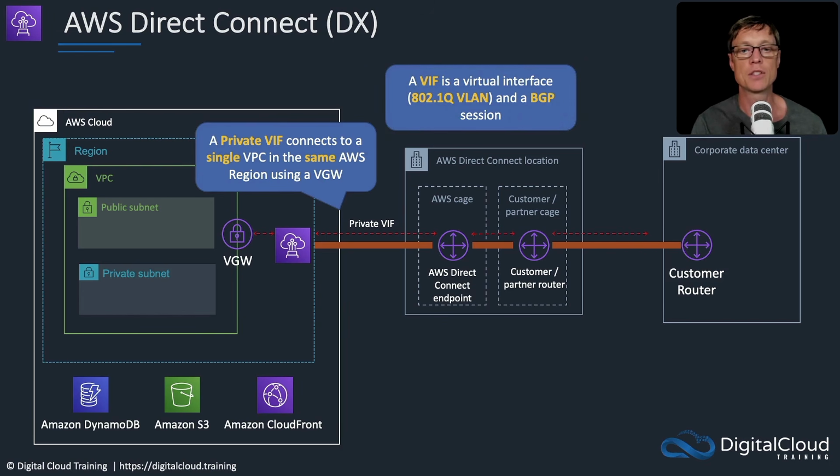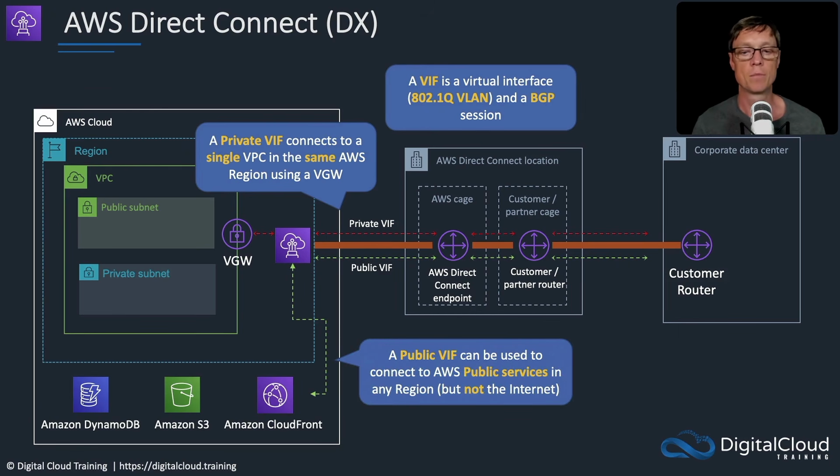Now, what about connecting to the public space? You don't connect to the public AWS services via a private VIF. Instead, you need a public VIF. A public VIF will allow you to connect to AWS services in the public space that are in any AWS region, but you can't connect to the internet via the public VIF.